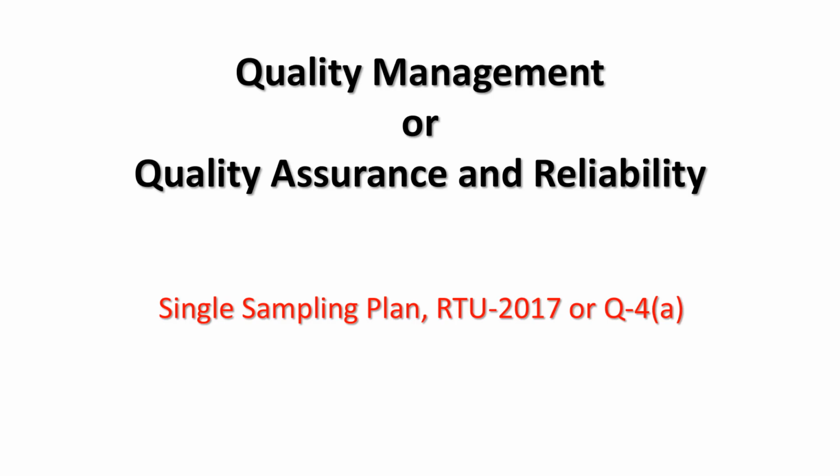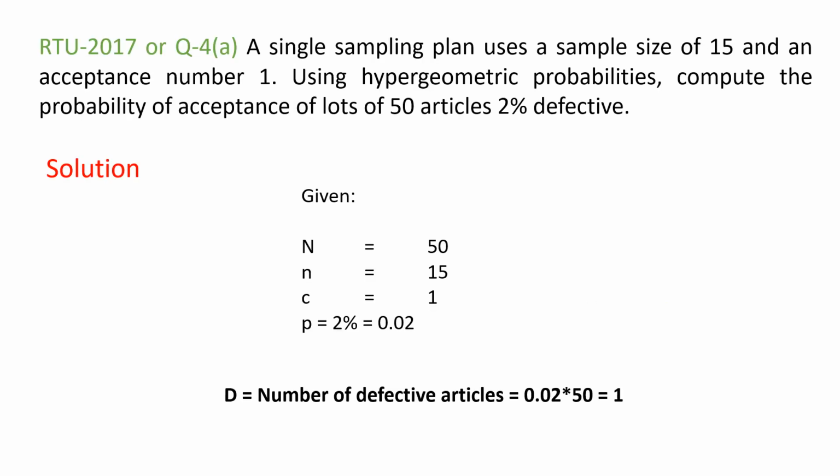Hello everyone. In today's quality management class, we are going to solve one of the numericals from an RTU old paper, and this is an example of a single sampling plan and hypergeometric probabilities. The given question is: a single sampling plan uses a sample size of 15 and the acceptance number is 1. Using hypergeometric probabilities, compute the probability of acceptance of lots of 50 articles, 2% defectives.